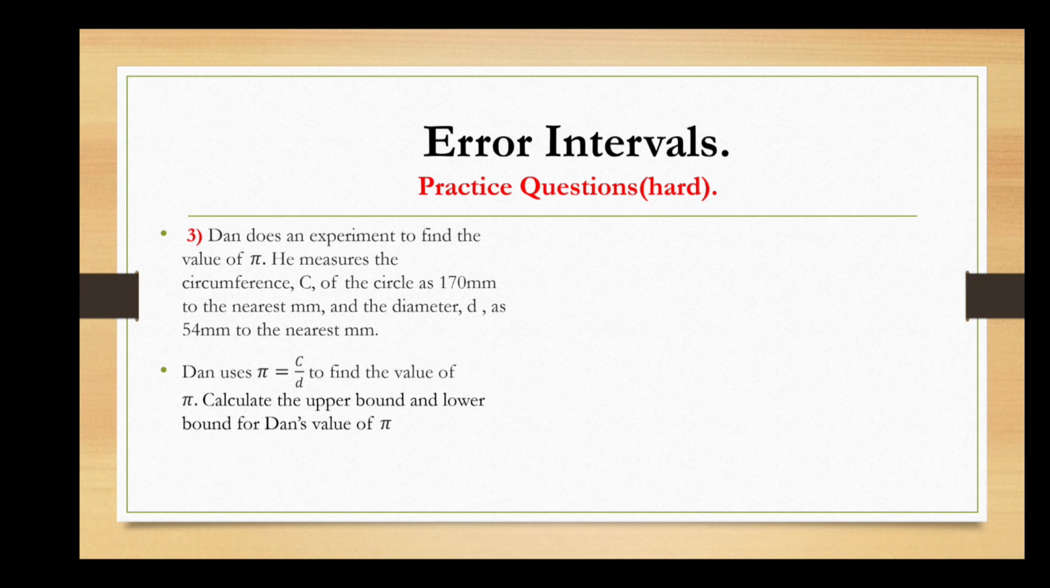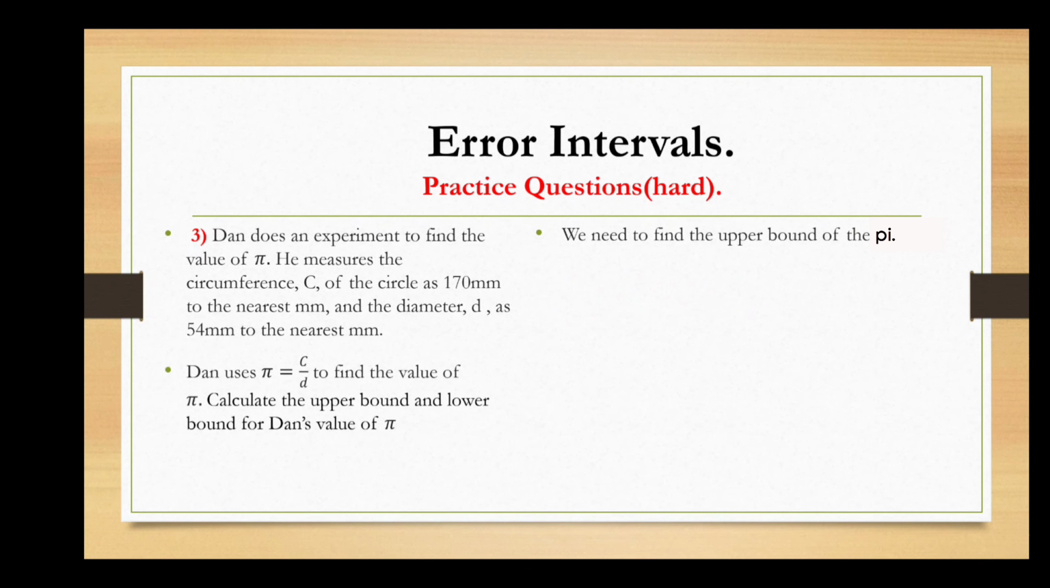Let me explain. To calculate the upper bound, here's what you do. You want to make sure that the numerator is the larger value and the denominator is the smaller value. So you have to take the upper bound of C divided by the lower bound of D. So it's actually working in reverse. And then for you to find the lower bound, you need to take the lower bound of C and divide by the upper bound of D. So you're making the numerator smaller and the denominator bigger.